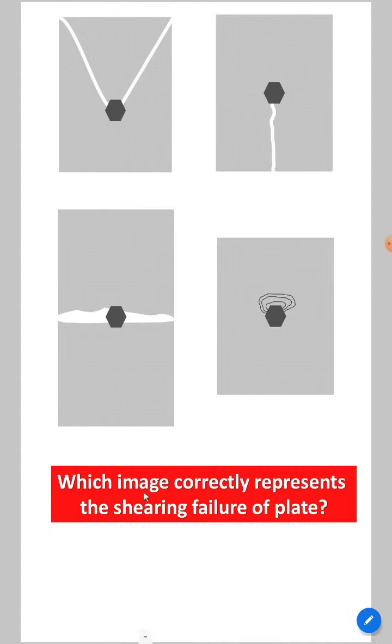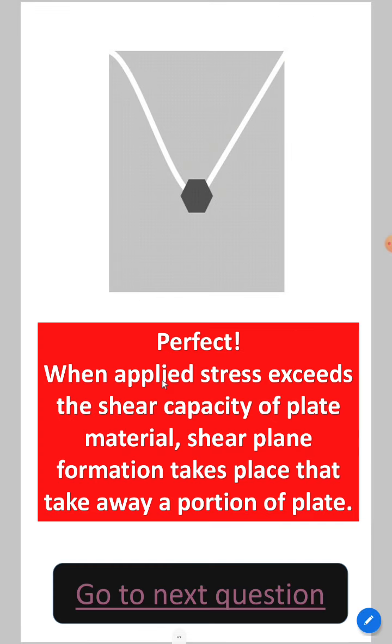Which image correctly represents the shearing failure of a plate? Shearing failure. See, in this one, the first diagram, it looks like a section of the plate has been sliced off due to shear. Now let's try clicking this one. All right, perfect. When applied stress exceeds the shear capacity of the plate material, shear plane formation takes place that takes away a portion of the plate. Clearly you can see a portion of the plate has been sheared off and the bolt is in its very position, because what we are focusing on in this topic is failure because of plate. Okay, let's go to the next question.